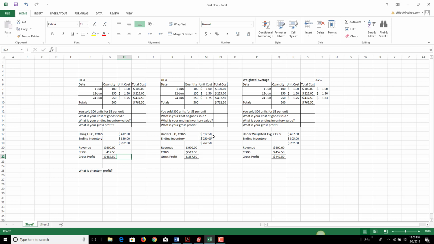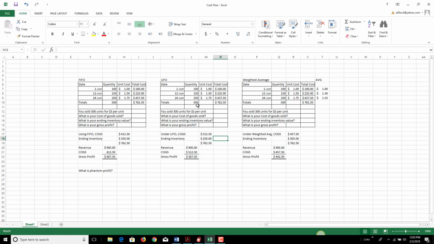So under LIFO, if I'm going to sell 300 units, I'm going to assume the first units I sell are the newer ones I bought. So all 250 of these units I paid $1.75 for, and then 50 of these that I paid $1.50 for. So you see my formula, 250 times $1.75 plus 50 times $1.50 gives me a total cost of goods sold of $512.50. That's $100 higher than my FIFO cost.